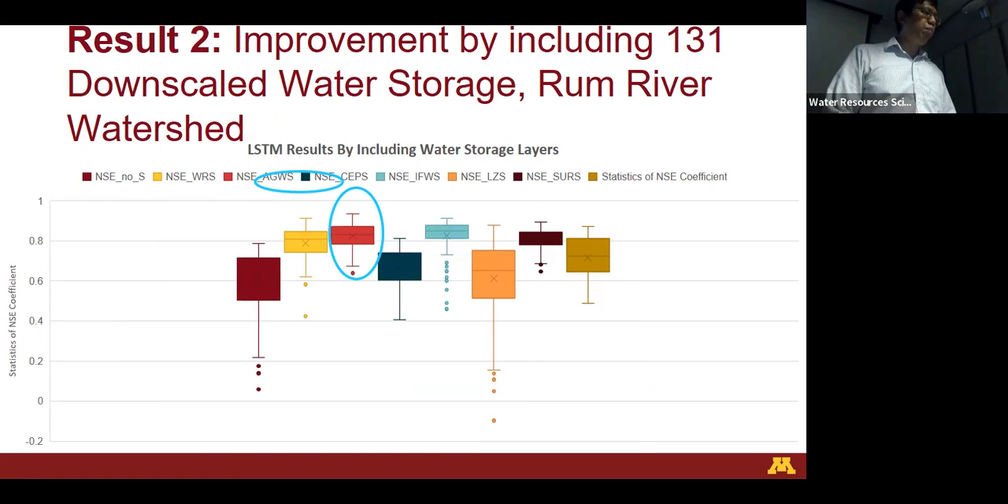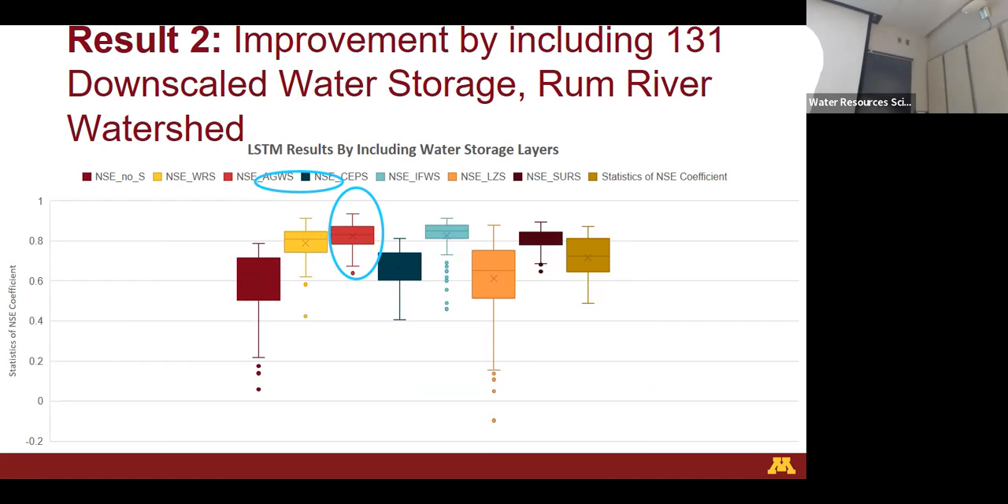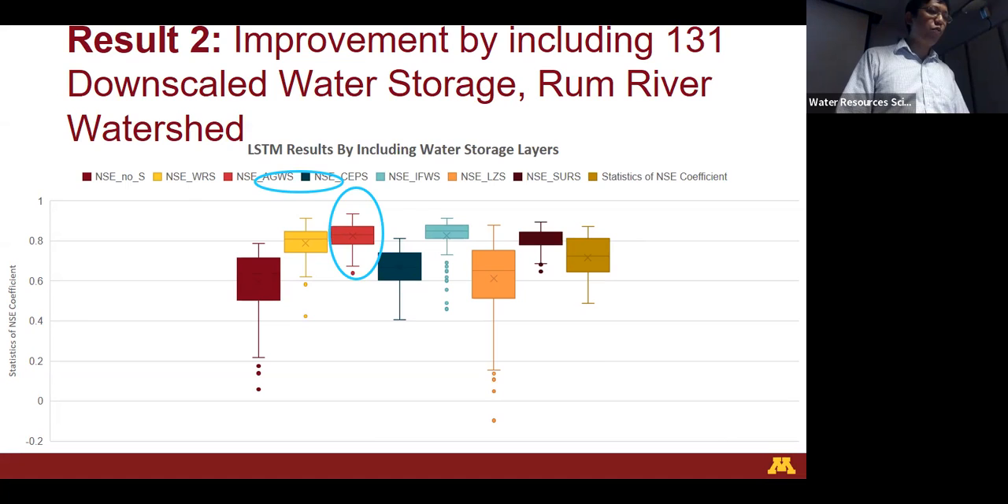And this box chart shows the NSE test result of all watersheds. The NSE no S means the stream flow prediction without including the water storage. It shows that it didn't have a pretty high average value, but by including the different layers of water storage, you can see that there's some degree of improvement. And among the different layers, including the active groundwater storage has overall the best improvement of the prediction. So, in summary, at Rum River Watershed, including the active groundwater storage will improve the prediction of the local stream flow the best.